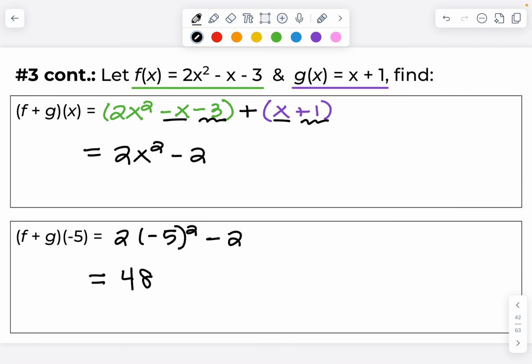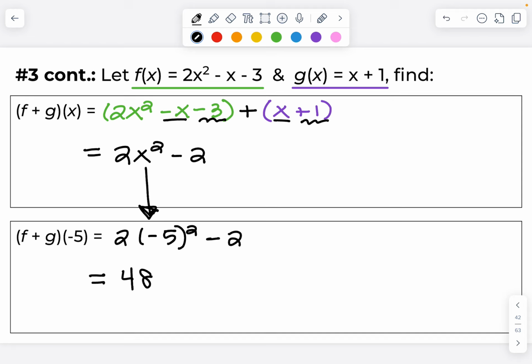Okay, so the addition of f plus g of x for this one. We take our two functions, add them together, combine like terms. Here we have some x's that when we combine, we have a negative x plus x, which just adds to 0. So we don't have an x term in our final answer. We just have 2x squared minus 2. And then I took that and I plugged in negative 5 for x.